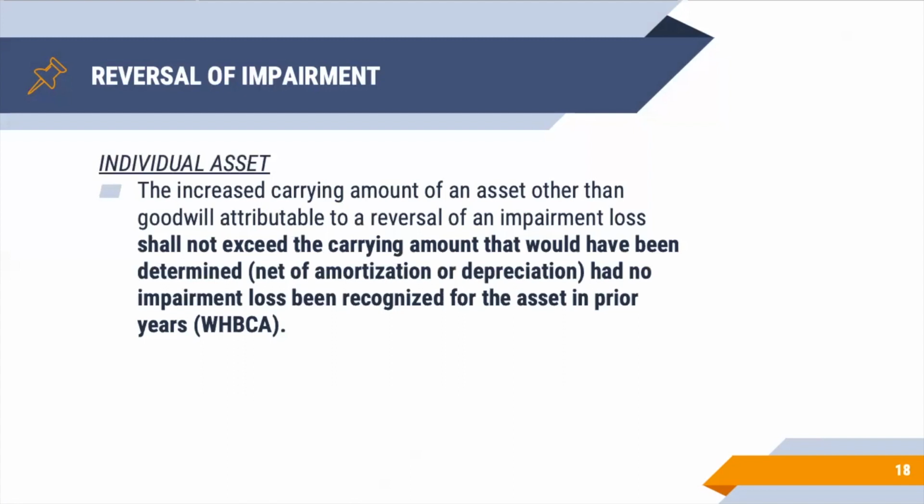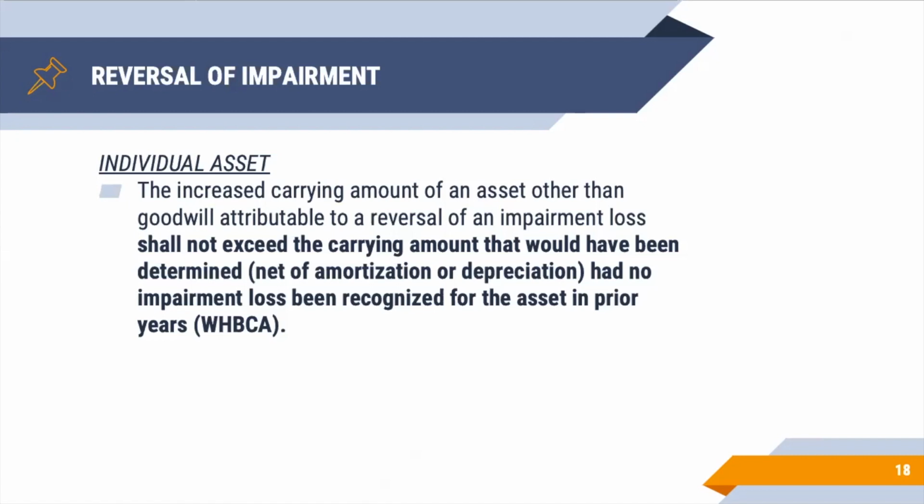Now, can we reverse impairment losses? For individual asset, the increased carrying amount of an asset other than goodwill attributable to a reversal of an impairment loss. So meaning, pwede pong mag-reverse except goodwill. It shall not exceed the carrying amount that would have been determined net of amortization or depreciation had no impairment loss been recognized for the asset in prior years. Or tinatawag ko tong would have been carrying amount. Pwedeng itaas ang carrying amount ng asset, ni-reverse yung impairment, pero hindi pwedeng mag-exceed sa would have been carrying amount.